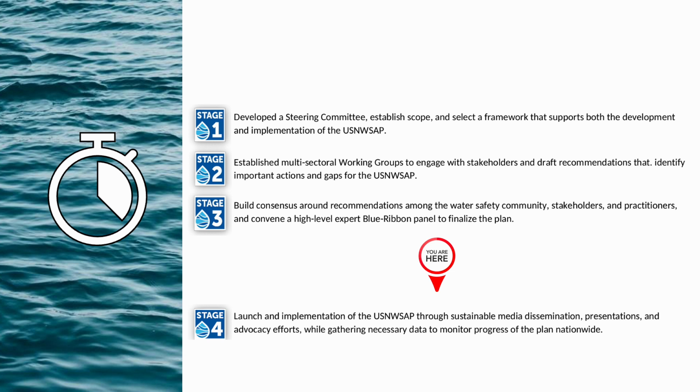Here's where we are in the general timing of the Water Safety Action Plan. Stage 1, which already happened about 2 years ago, was to develop a steering committee, establish the scope, and select a framework that supports both the development and implementation of this plan. Stage 2, we established multi-sectoral working groups to engage with stakeholders and draft recommendations and identify important actions and gaps for the plan. Step 3 was to build consensus around recommendations among the water safety community, stakeholders, and practitioners, and convene a high-level expert blue ribbon panel to finalize the plan. And that's pretty much where we are today.